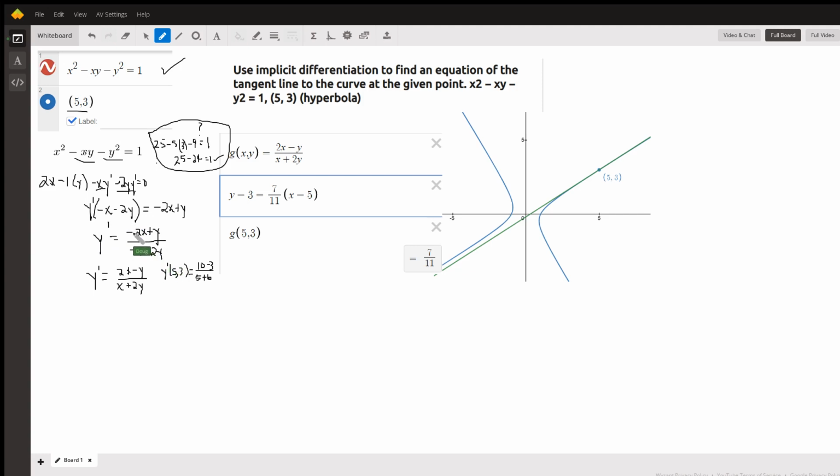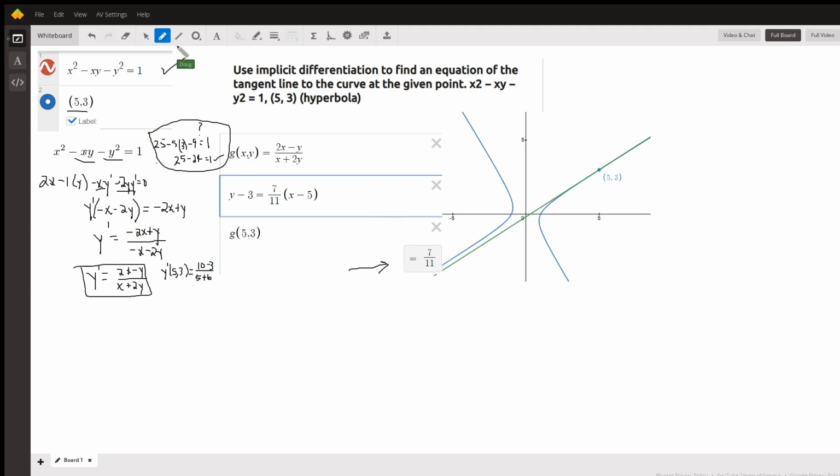And if you don't like leading negative signs, you can multiply numerator and denominator by negative 1. And there's a formula for the first derivative in terms of x and y. If you plug in 5 for x and 3 for y, you get 7/11, which is the slope of the tangent line at that point.